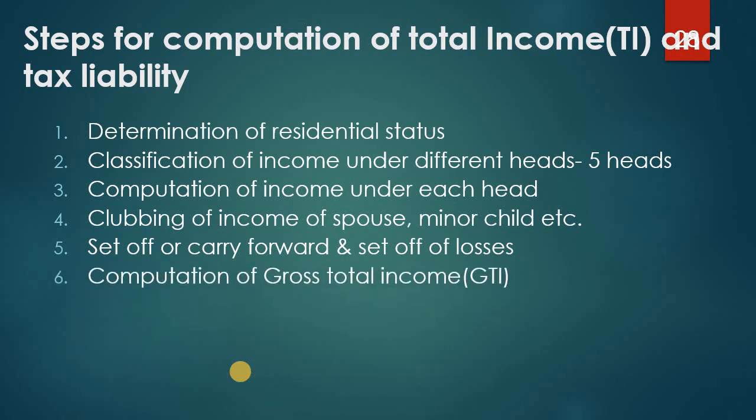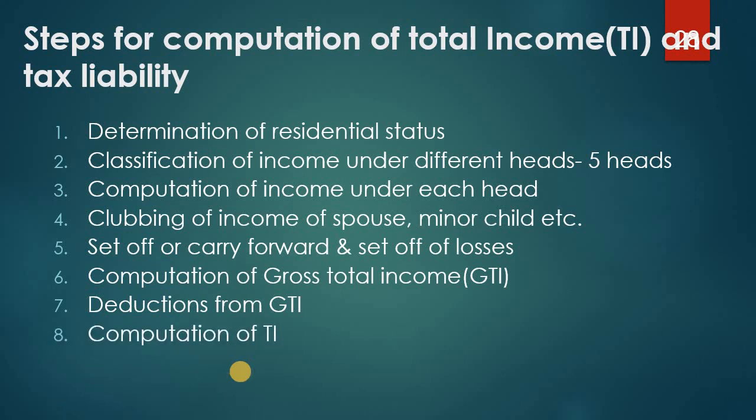Then the sixth one, computation of gross total income. Now you arrive at GTI, that is gross total income. I have already told you what gross total income is. Then the seventh one, deductions from gross total income, that is 80C to 80U. Various deductions are available. Then the eighth one, computation of total income. Once you give the deduction, then you compute the total income. After total income, compute the tax liability. So these are the broad steps of computation of total income and tax liability.